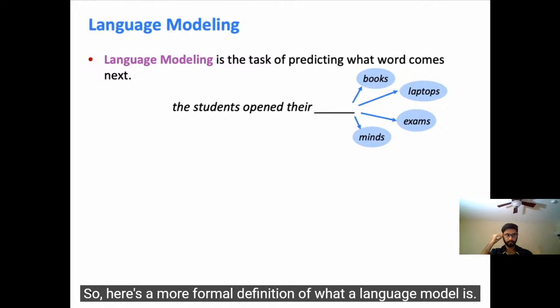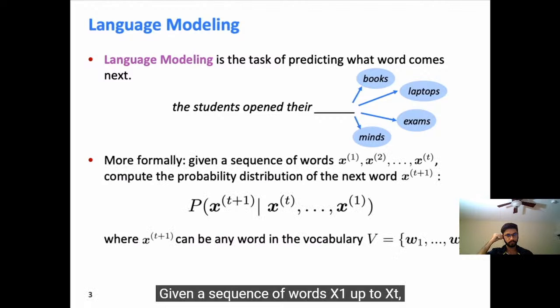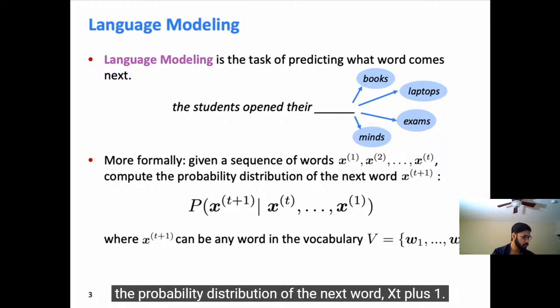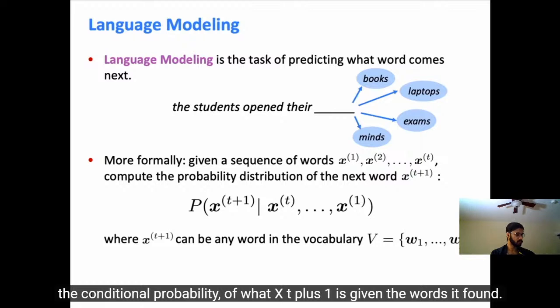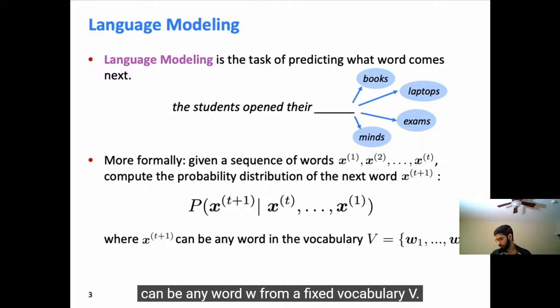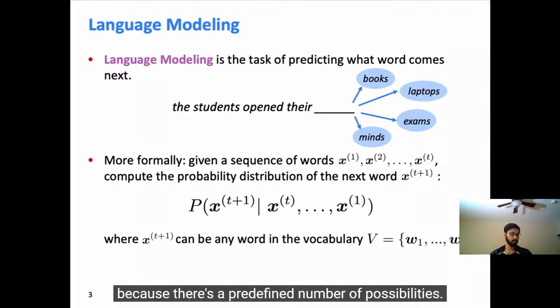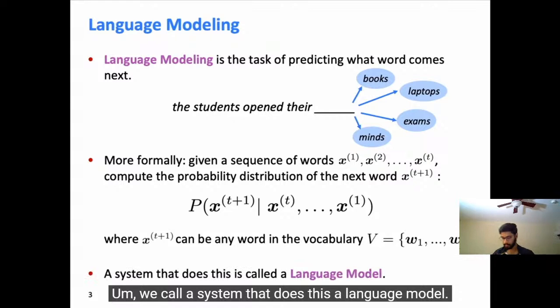So here's a more formal definition of what a language model is. Given a sequence of words, x1 up to xt, a language model is something that computes the probability distribution of the next word, xt plus 1. So a language model comes up with the conditional probability of what xt plus 1 is given the words so far. And here we're assuming that xt plus 1 can be any word W from a fixed vocabulary V. So we are assuming that there's a predefined list of words that we're considering. In this way, you can view language modeling as a type of classification task, because there's a predefined number of possibilities. And we call a system that does this a language model.